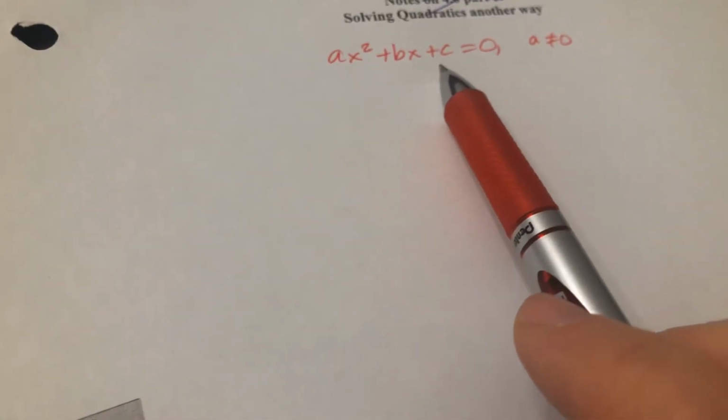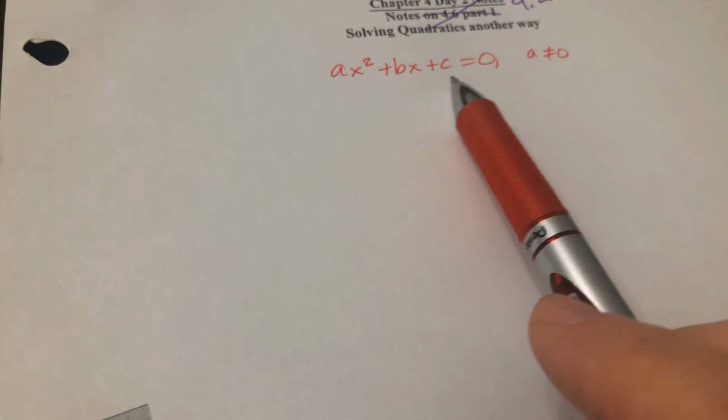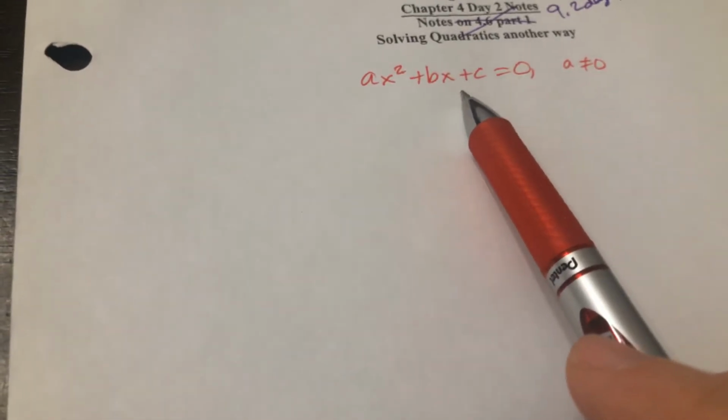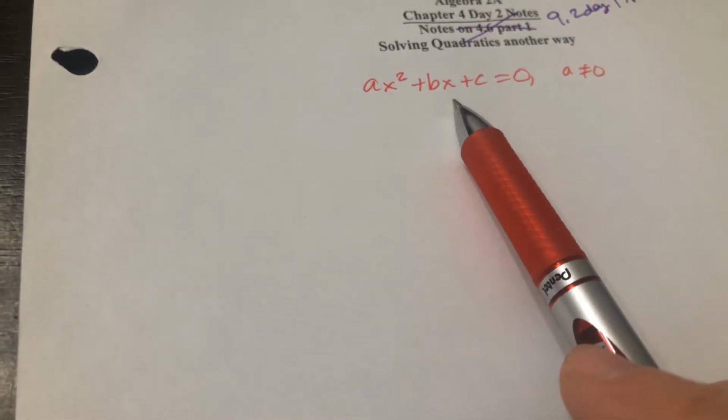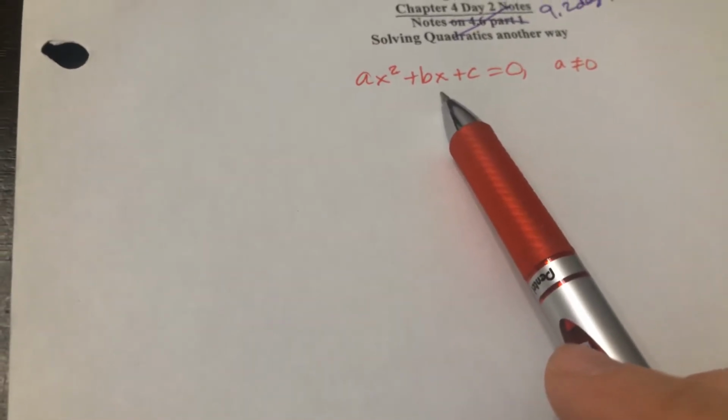I'm about to take this definition of a quadratic equation, ax squared plus bx plus c equals 0, and I am about to complete the square on this problem that doesn't have any numbers in it. And so you've got to be good at completing the square to see what happens.